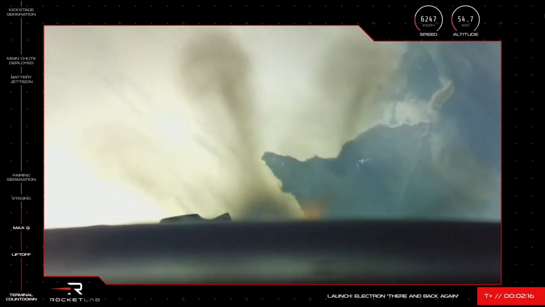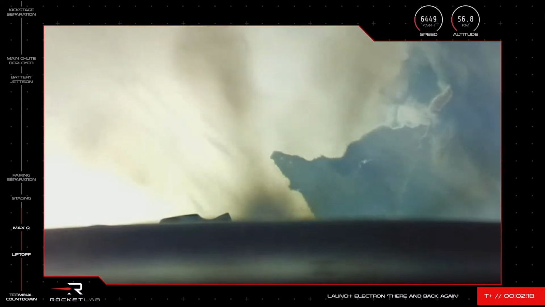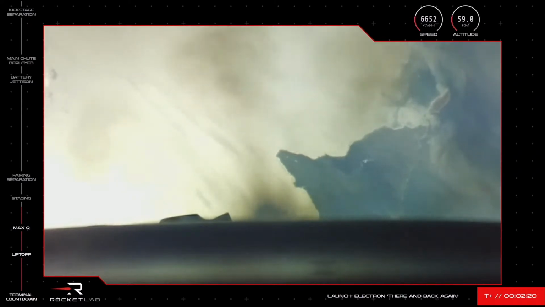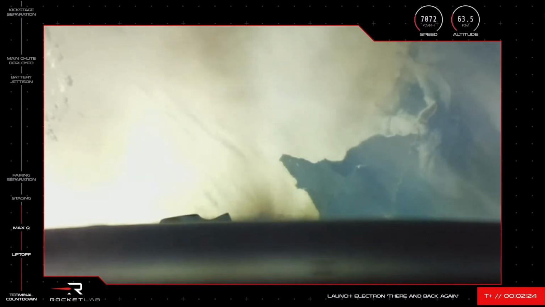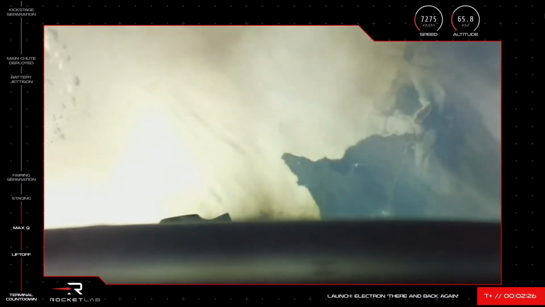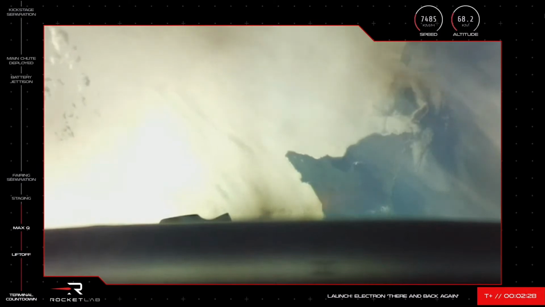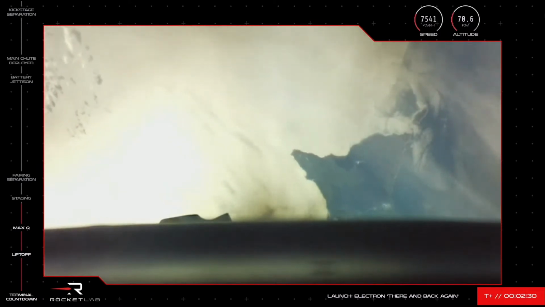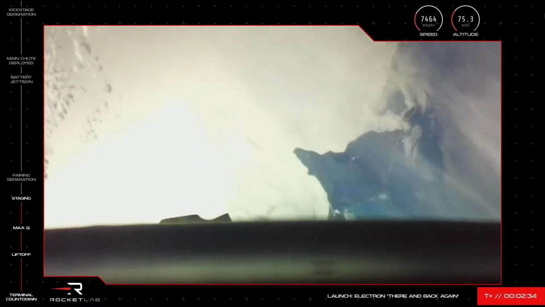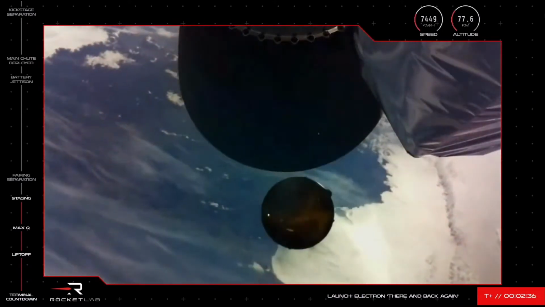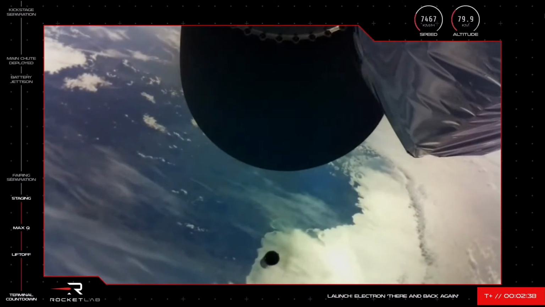Seconds to MECO. MECO confirmed. Stage separation successful. Stage two ignition confirmed.